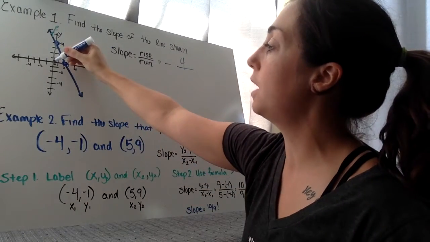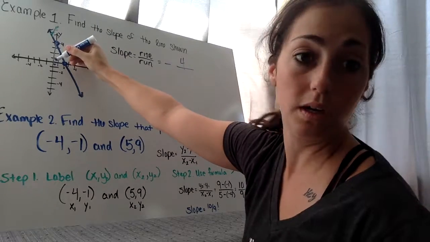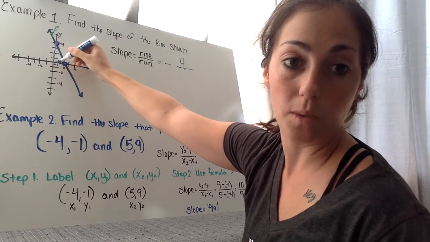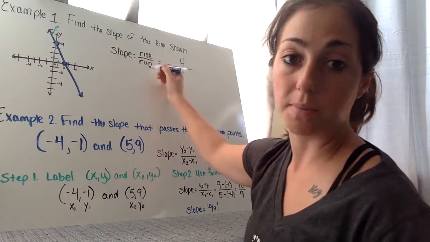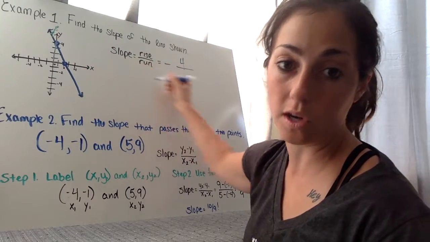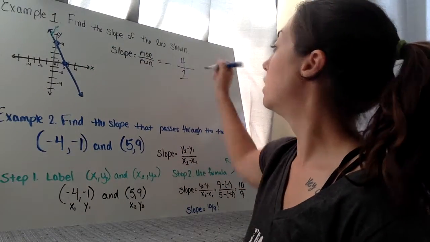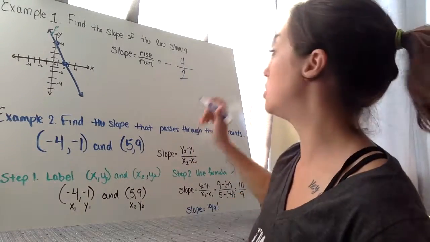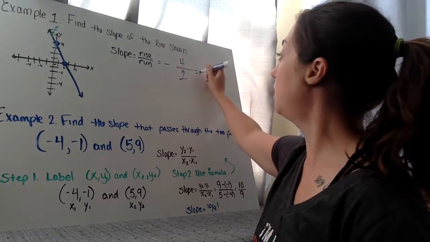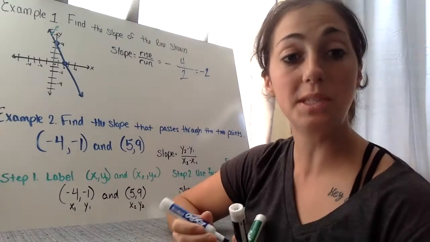Then from where I ended, I went down 1, 2, 3, 4. I need to go to the right 1, 2. So my run across is 2. And then 4 divided by 2 is 2. So I have -2. And that's my slope.